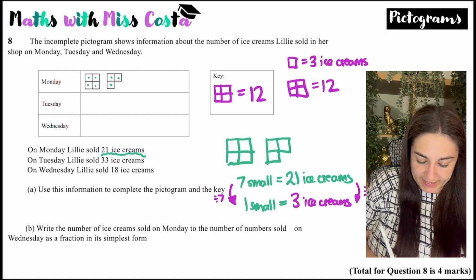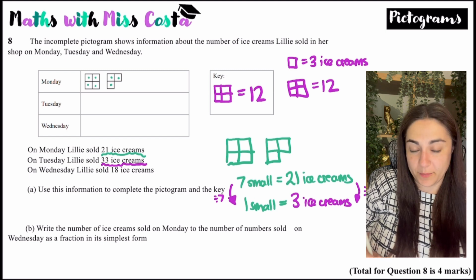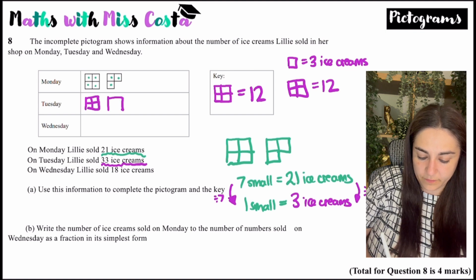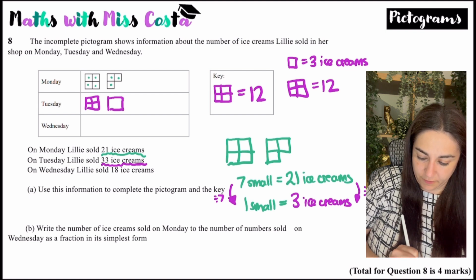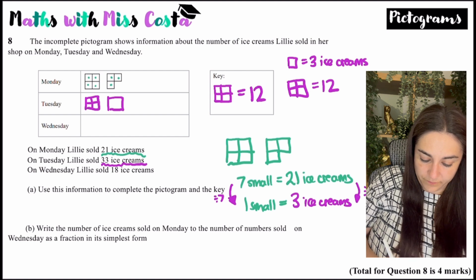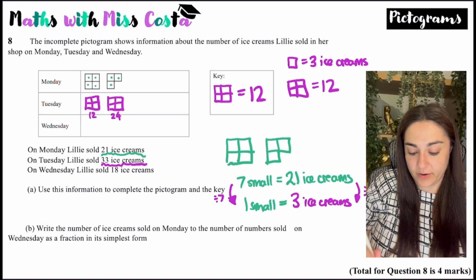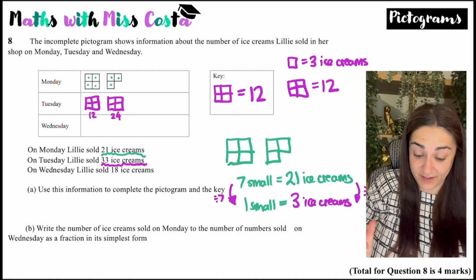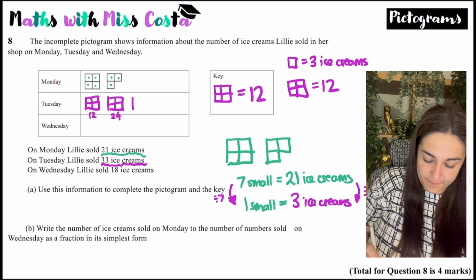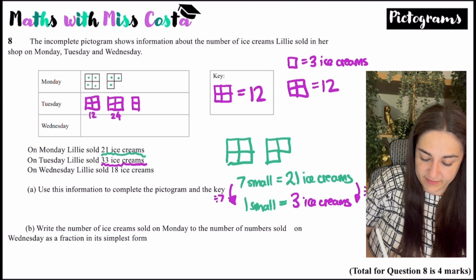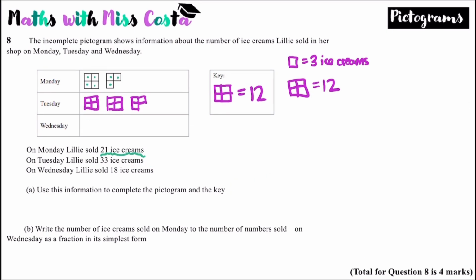Then it says on Tuesday, Lily sold 33 ice creams. So what I'm going to do is draw squares to fill that up. So that's going to be 4. So 4 times 3 is 12. So that's 12. 2 squares is going to be 24. And then if I added on another full square, that would be 36. So I need to think carefully. 1 square would be another 3. So 27 plus 3 would be 30, plus another 3 would be 33.